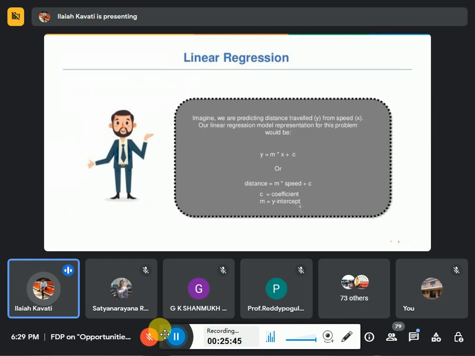In the regression line, the relationship between x and y is not always positive. Sometimes it will also be negative. You can see one example here, and I'm going to explain a simple example: distance traveled versus speed, suppose using a car or bike or your walking speed.